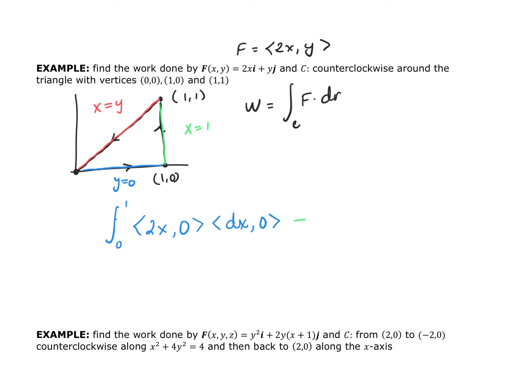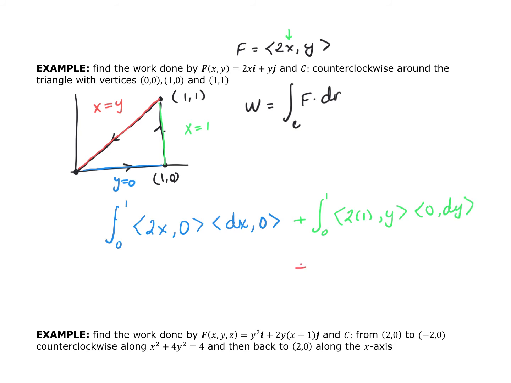And my green line, it's going to go from 0 to 1. This is the line x is equal to 1. So I'm going to have x is equal to 1 right here. So I have 2 times 1 and then y. And then 0, or x is not changing. X is a constant, 1. The thing that's changing is dy.